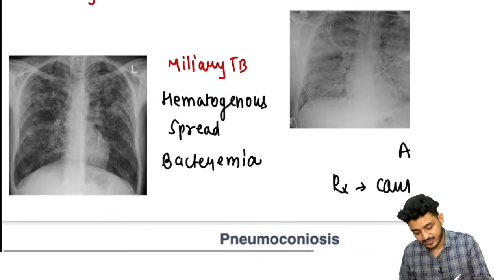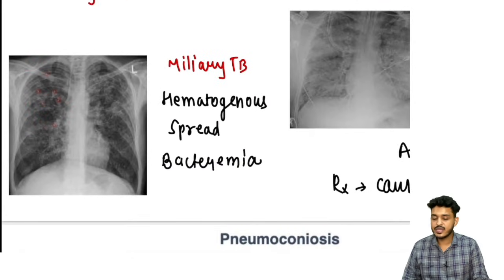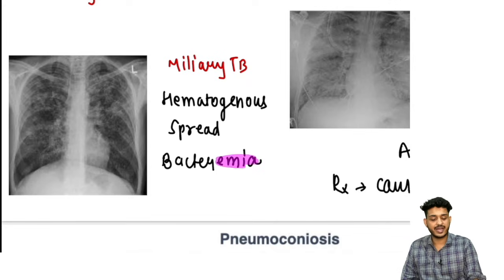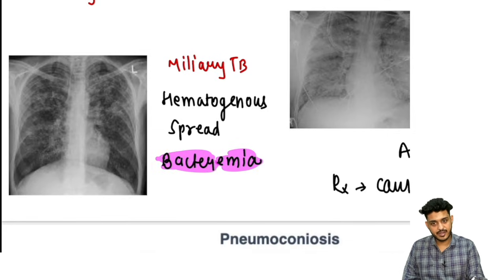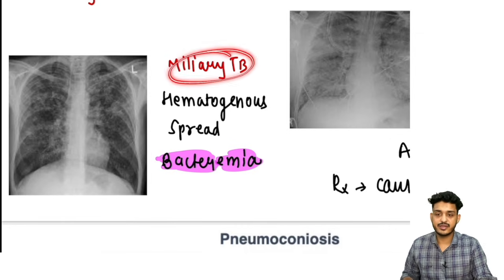Then you have this miliary TB, beta, which is a TB of the systemic circulation. That means you are having what now? Bacteremia, bacteria in the blood. Emia means in the blood, so you will be having bacteria in the blood. This is bacteremia seen in cases of miliary TB.